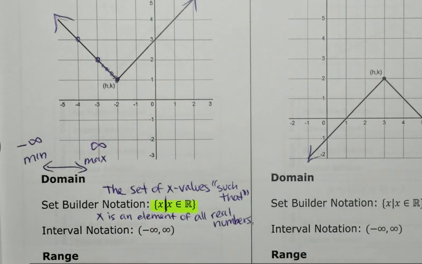So instead of writing the negative and positive infinity all the time, we can write this notation that says that the x values in this graph are an element of all real numbers. So any number you can think of is an x value that is being used.